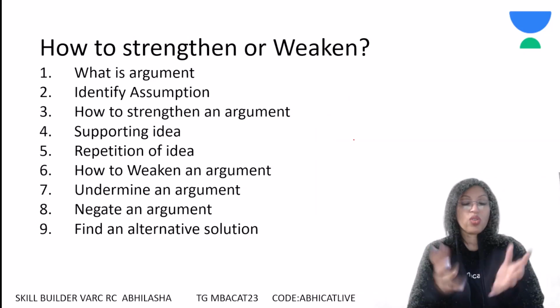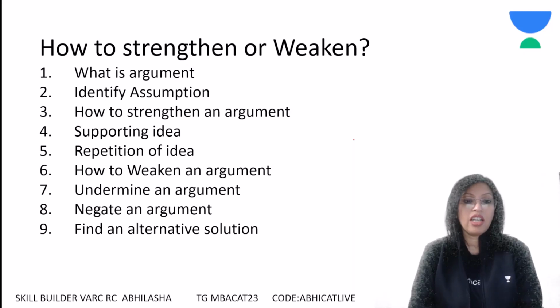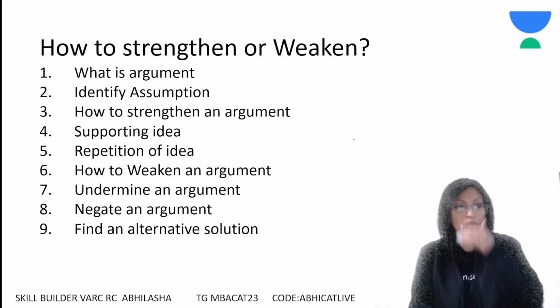Now, how do you strengthen and weaken? So there are certain things that we will talk about, and then we will learn how to understand each one of these. So these are 9 of the things that you need to know about strengthening and weakening or solving a critical reasoning question. So what is an argument?